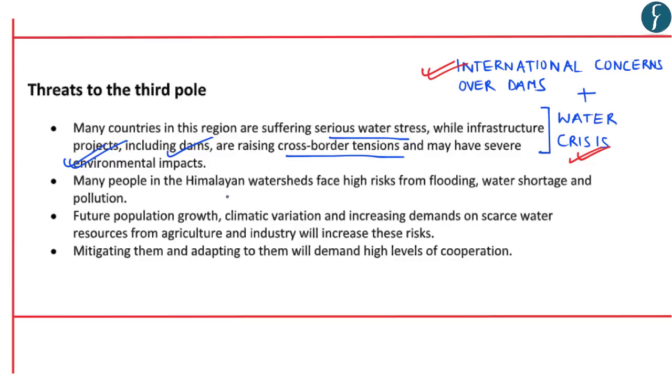Further, it says that many people in the Himalayan watersheds face high risk from flooding, water shortage as well as pollution. And these risks will be further aggravated because of population growth, climatic variation as well as increasing demands on these scarce water resources both for agriculture as well as industry. So all these cumulatively will further impact the lives as well as livelihoods of billions of people residing in the region. So in this aspect, mitigation as well as adaptation will be necessary, and this will demand a high level of international cooperation from different countries of the region.